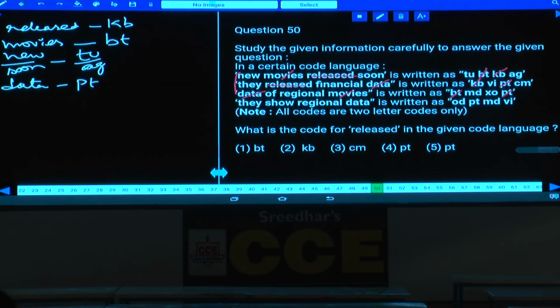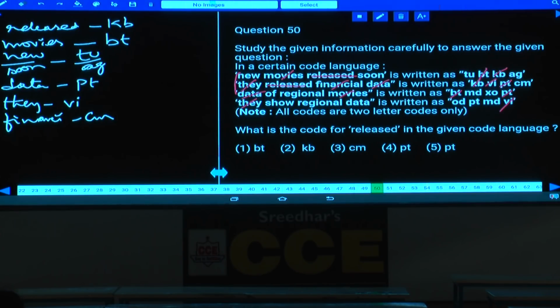As data is PT, then compare the second and the fourth. They and financial, they is the word which is common. As they is common between these two, tell me what is the code common here. The code is VICM. VI is common, hence the code to the word they is VI. If VI is common, then what is left over here? Now in statement 2, financial is the word which is left over, and the code which is left over is CM, and the code to the word financial is CM.